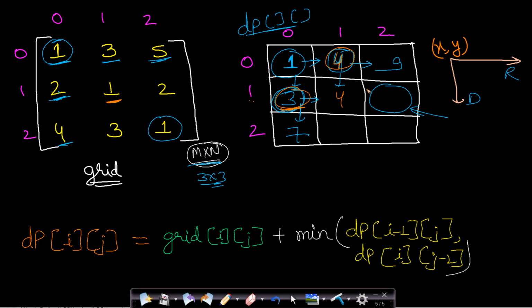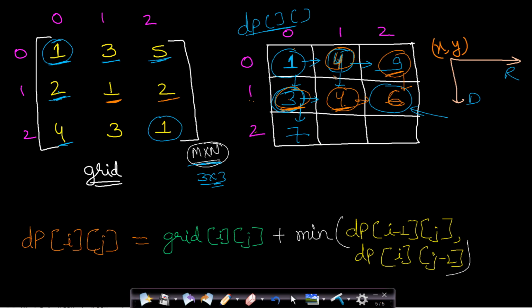Then there are two possible cells from which you can reach 1, 2: from this 0, 2 and from this 1, 1. So we will pick the minimum of these two values, which is 4, and then add the current cell cost, which is 2, and we'll write it as 6. So 6 is the minimum path length from 0, 0 to reach 1, 2.